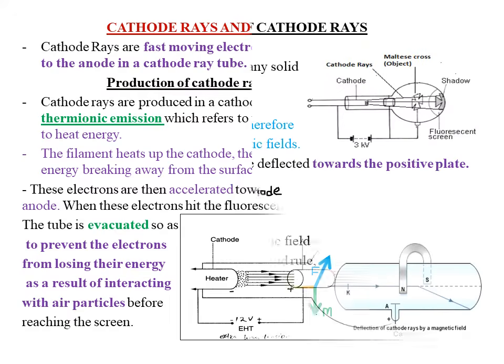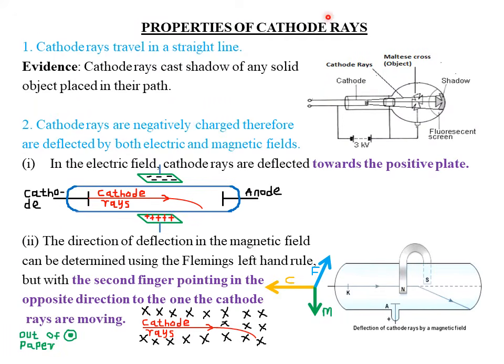Next, we look at the properties of cathode rays. The first property is that cathode rays travel in a straight line, just like light. The other way of stating the same point is that cathode rays obey rectilinear propagation. Remember, rectilinear propagation was a property of light, which suggested that light travels in a straight line. Then we were proving rectilinear propagation of light by formation of shadows.